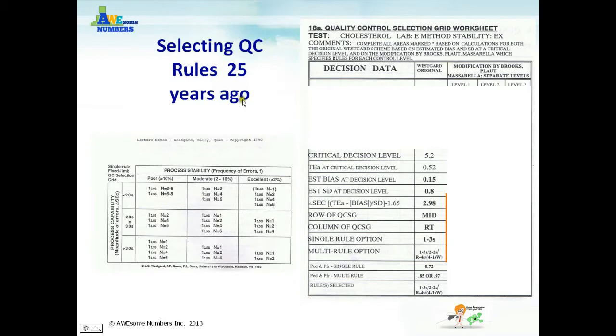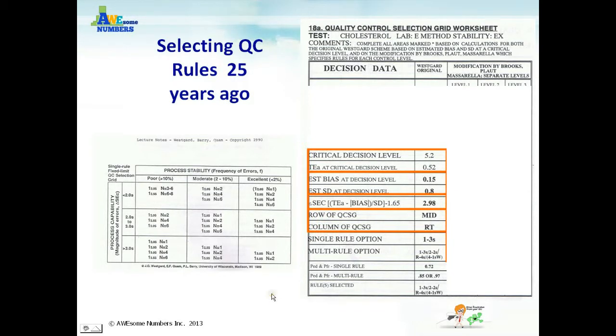Just to take you through the process, this was the original recommendation of the way you would select these rules working with the QC selection grids. You would set a critical decision level, and then you would determine your allowable error at that critical decision level. You would estimate the bias and the SD at that critical decision level. You would use those values to calculate the critical systematic error. Don't worry about the calculation. The number of SDs you can shift before you're in trouble is 3, basically 2.98.